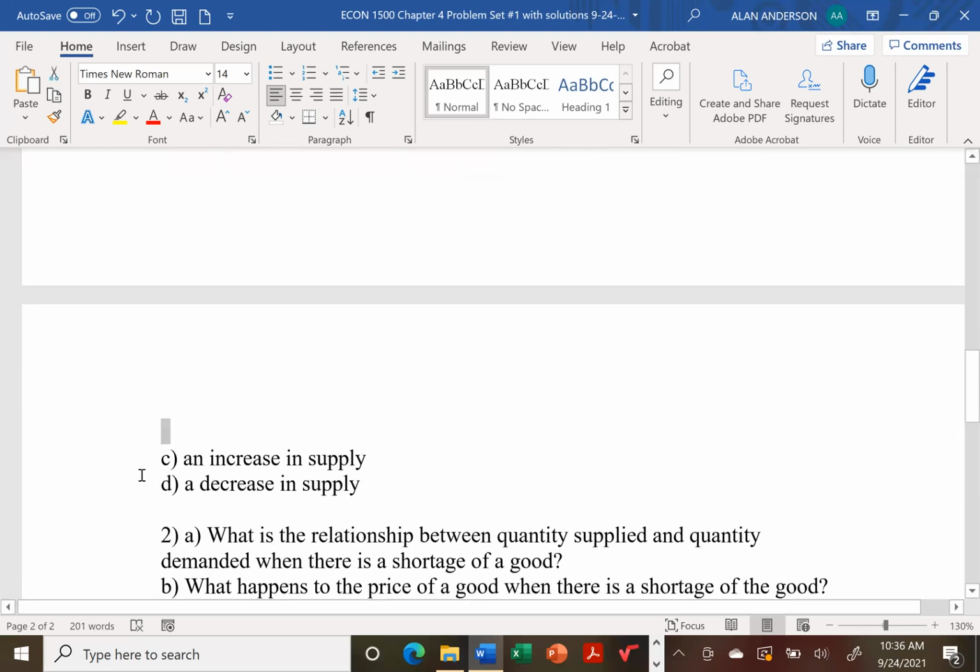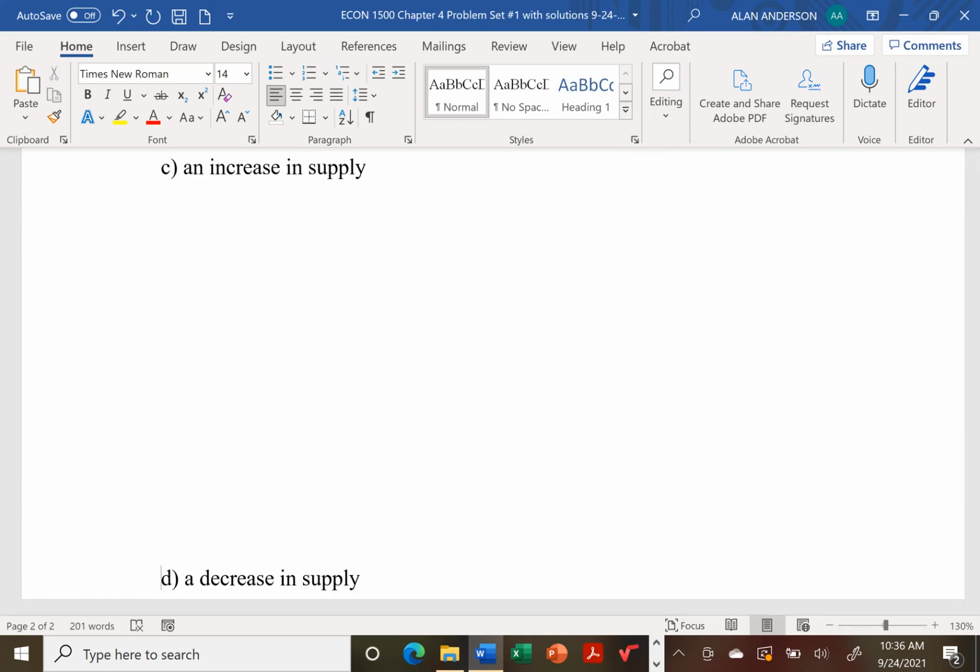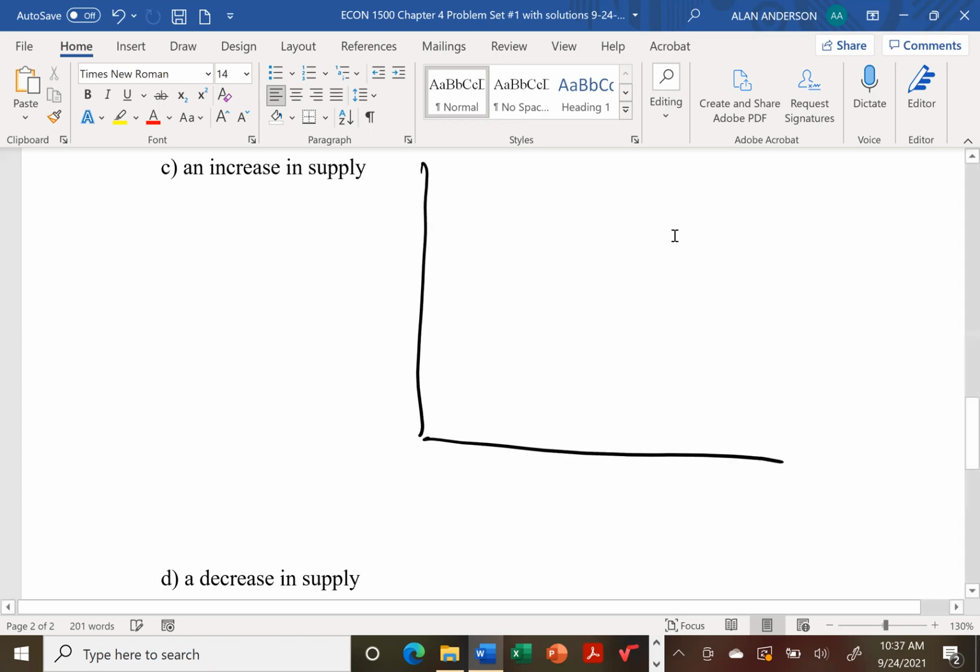Okay, so first the increase in supply. In this case, it's the supply curve that's shifting, and it's shifting to the right because it is an increase.